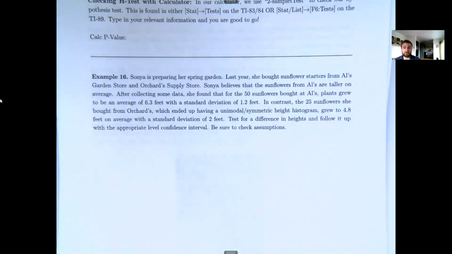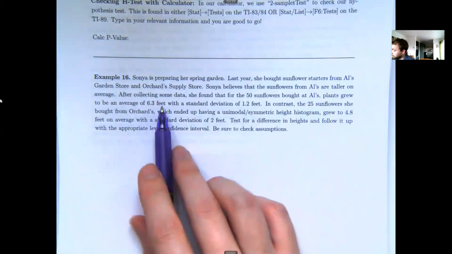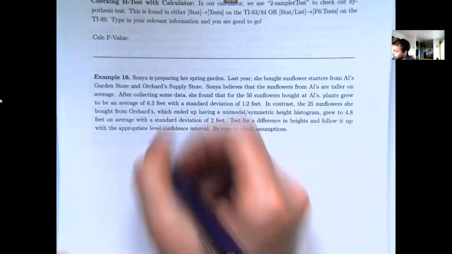Example 16, let's do it. Sonia is preparing her spring garden. Last year, she bought sunflower starters from Al's garden store and orchard supply store. She believes that sunflowers from Al's are taller on average. After collecting some data, she found that for 50 sunflowers planted at Al's, plants grew to be on average 6.3 feet with a standard deviation of 1.2 feet.